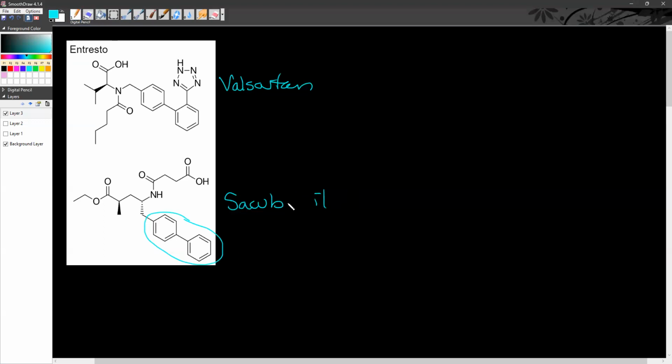In sacubitril, we have this dibenzo group. Now, what's important to know about this is that this is highly metabolized, right? So sacubitril has this big lipophilic group that helps with getting the drug to the heart, but it also can be easily metabolized, right, through aromatic hydroxylation.